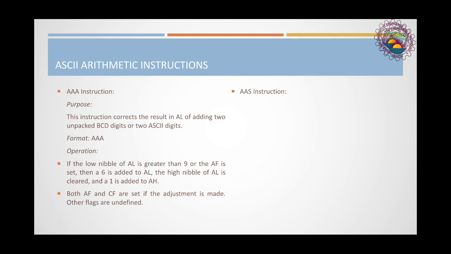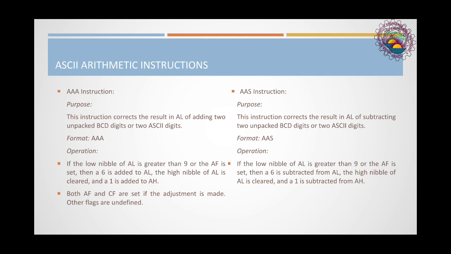The second instruction within this group is the AAS instruction, ASCII adjust after subtraction. That instruction will be correcting or adjusting the result present within AL after subtraction of two unpacked BCD numbers, and that is the format, AAS.